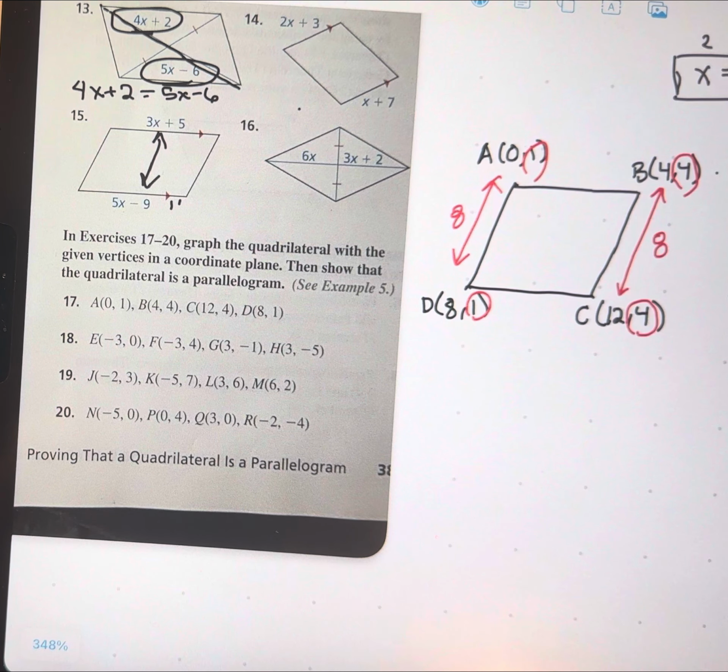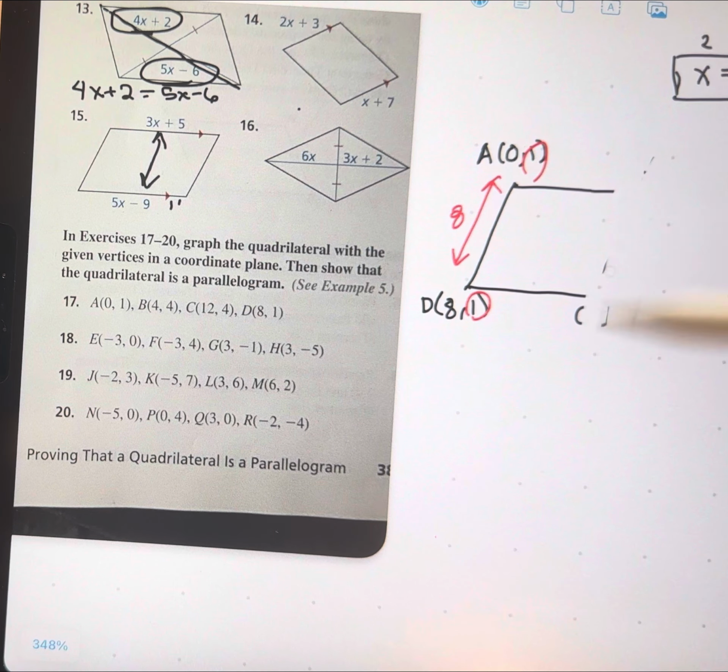So opposite sides are congruent. Only this one, not those. Okay, you know what, guys? I'm going to do an accurate graph so that I can be more helpful.